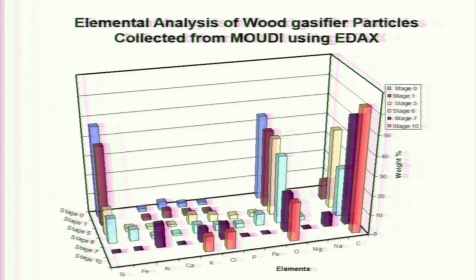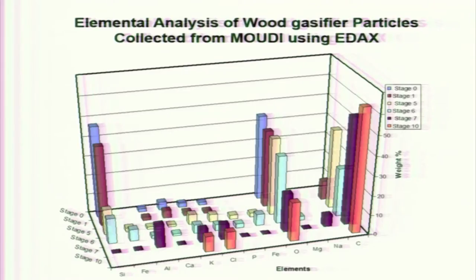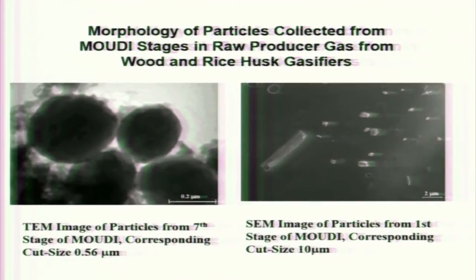Most of the smaller particles have carbon. Chemistry for different size particles is very, very different. That's why this component tends to be toxic. Heavy metals tend to be in the smaller sizes. Different sizes, et cetera.